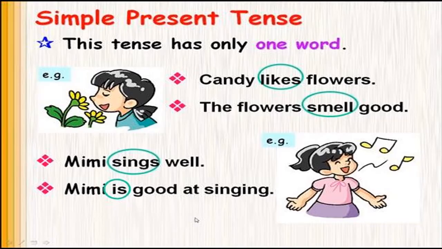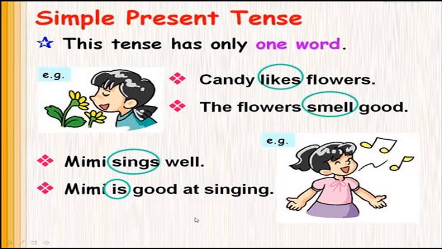Okay, so the present simple tense has only one word, just the verb, and we put s at the end with he or she or it only. I, you, we, and they take the verb in the base form or infinitive without any additions. For example, here, Candy likes flowers. Candy here is a singular noun, so I will put s at the end of the verb. So like is going to be likes.